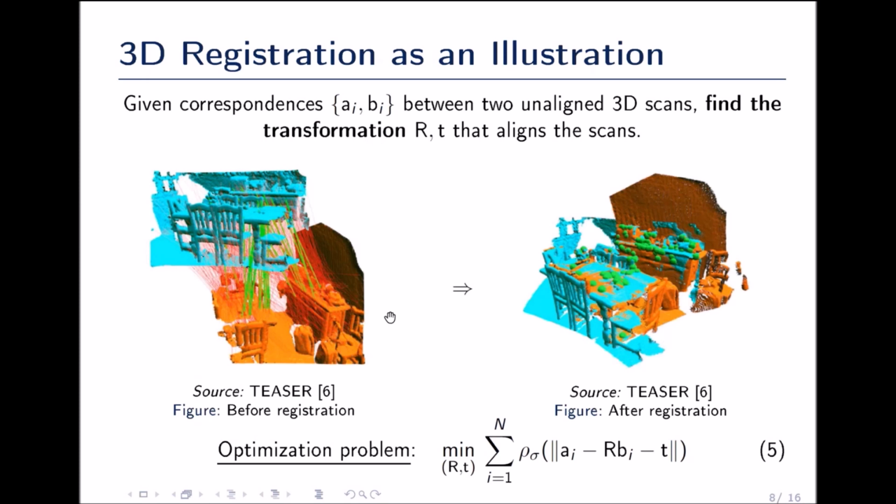The problem is, given the correspondences ai's and bi's between two 3D scans, we need to estimate the transformation R and t that aligns the two scans. The M estimation problem for the same can be seen in equation 5.